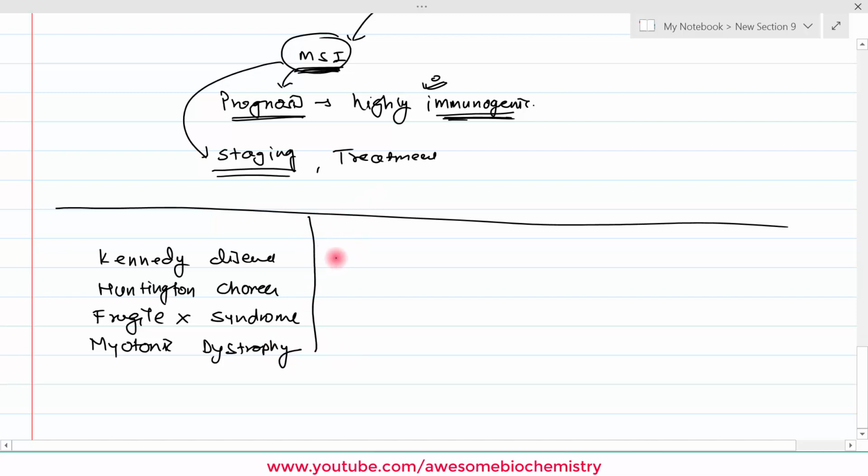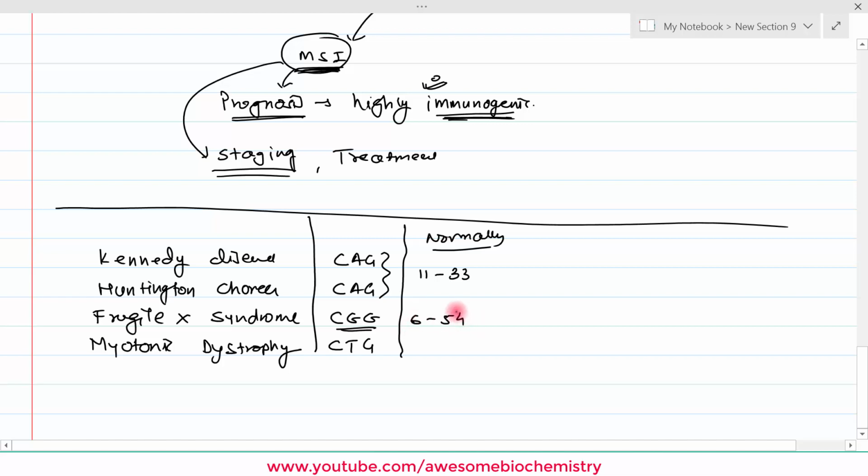In Kennedy's disease, it is found that the CAG trinucleotide repeat is affected. In case of Huntington chorea also, the CAG repeat is affected. In case of Fragile X syndrome, the CGG trinucleotide repeat is affected. And in case of myotonic dystrophy, the CTG trinucleotide repeat is affected. Now, normally what happens? Normally, the CAG repeat is found repeated 11 to 33 times. In Fragile X syndrome, the CGG is normally repeated 6 to 54 times. Even 6 is normal and 54 is normal. And in case of CTG, it is 5 to 30 times repeated. This is the normal phenomenon.